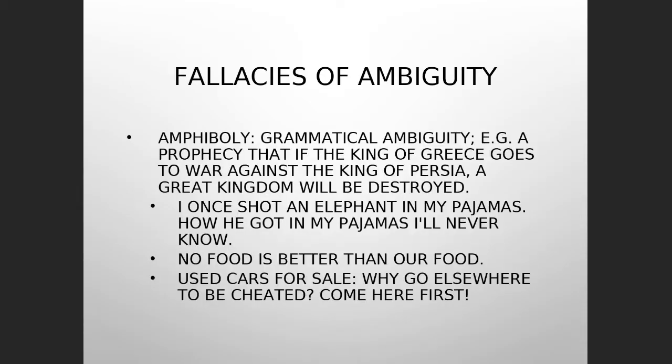Next is amphibole, grammatical ambiguity. The grammar of the sentence is ambiguous. So there's a famous oracle given that if the king of Greece goes to war against the king of Persia, the great kingdom will be destroyed. The king of Greece heard that and said, yes, I'm going to win. And of course, he got whooped. It didn't say which great kingdom would be destroyed, just that a great kingdom would be destroyed. So that's a grammatical ambiguity.